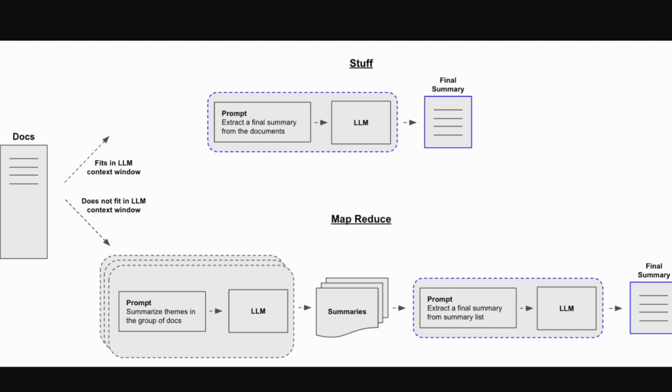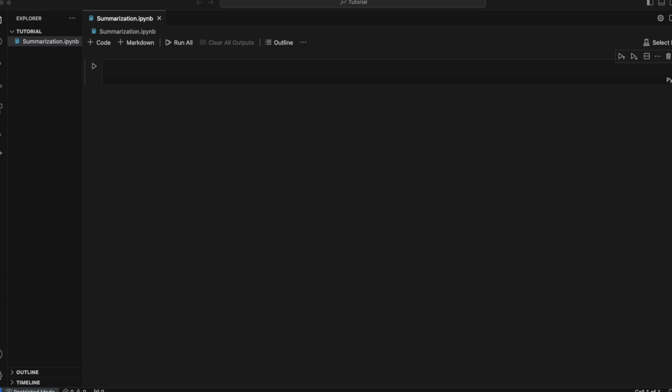For the third one, we don't have an illustration here, but it is the refine method, which will iteratively update the answer by looping over the input documents. For each document, it passes the non-document inputs, the current document, and the latest intermediate summary to the LLM chain to get the new summary. This method is useful for refining the summary based on new context. Let's see how we can practically implement all these three methods using LangChain.